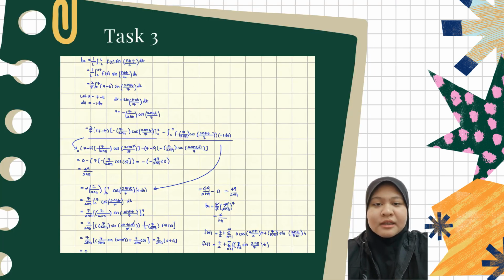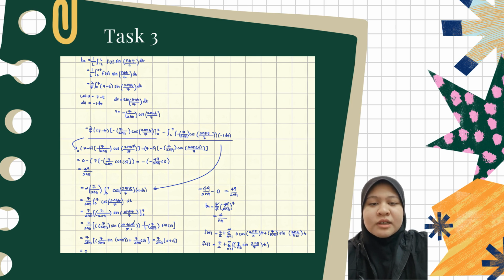Next, we calculate the sine coefficient bn. Similar to the previous step, we apply integration by parts to evaluate the integral. After simplifying the result, we obtain the formula bn equal to 7 divided by n pi. Since an equal to 0, the Fourier series only consists of the constant term and the sine terms.